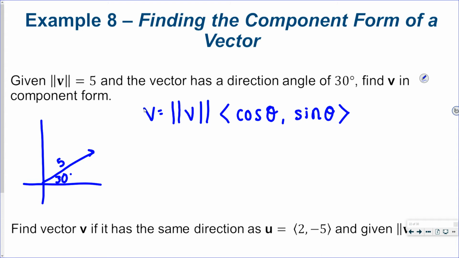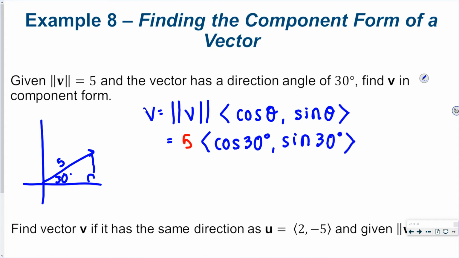So yes, you could draw a picture and you could do trig if you want to. But we know the magnitude is 5. So we're just going to take the cosine of 30 degrees and the sine of 30 degrees, and then we're just going to times them all by 5. When you can use exact values, we want to.